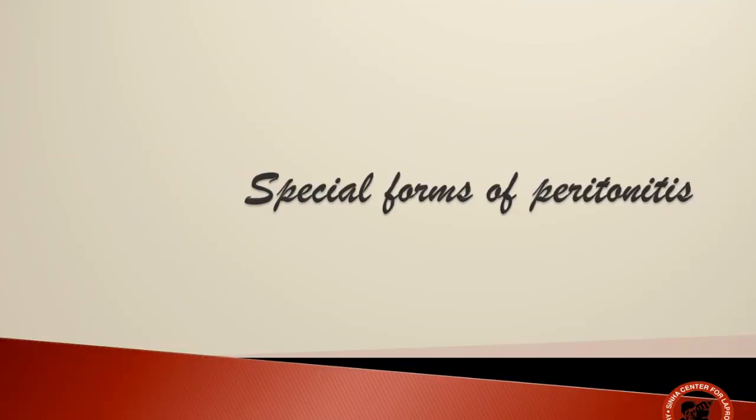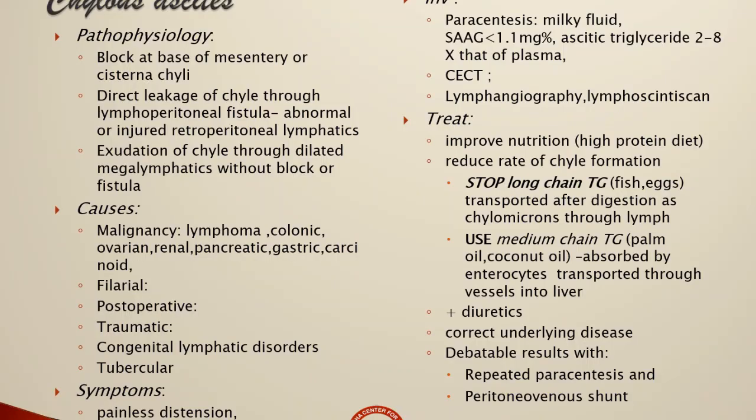Now coming to the last part of peritonitis, and that is the special forms of peritonitis. And among the special forms of peritonitis, the first one is the chylous. The pathophysiology is simple. Either you have a block at the cisterna chyli, or at the base of the mesentery, or the efferents going from the cisterna chyli, leading to what? A direct leakage of chyle through the lymphoperitoneal fistulas, abnormal or injured retroperitoneal lymphatics, or exudation of chyle through dilated megalymphatics, which could be congenital without a block or fistula.